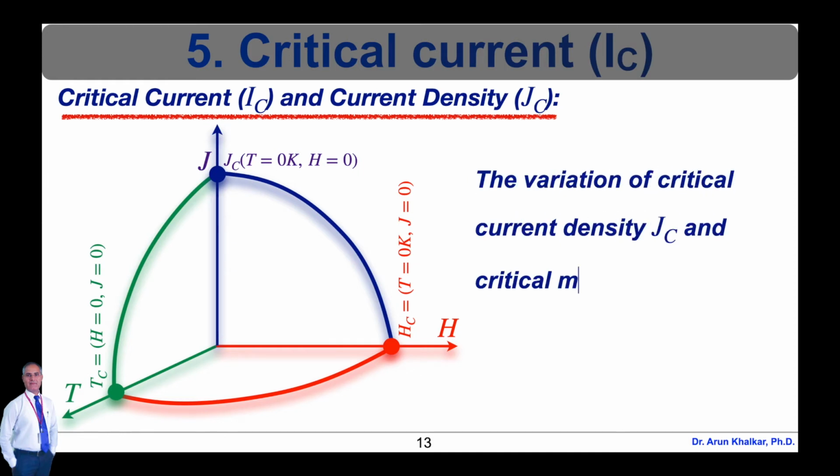The existence of critical current sets a definite limit to the size of the current that can flow through a superconducting coil without disturbing the superconducting state. The maximum current that a superconductor can carry decreases as the temperature is raised and falls to zero at the transition temperature of the material. Since the critical current falls with temperature, the critical magnetic field will also decrease as the transition temperature is approached. The variation of critical current density and critical magnetic field with temperature is shown here in this diagram.